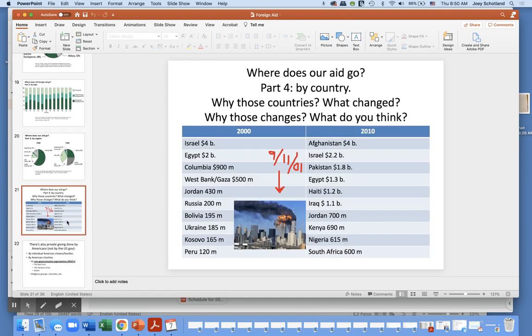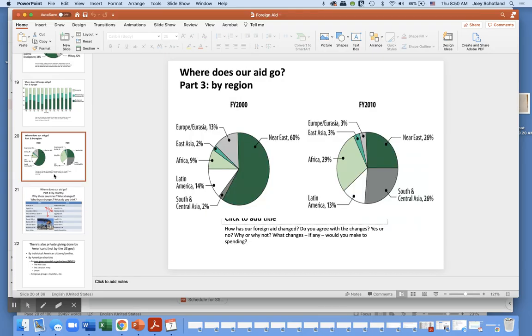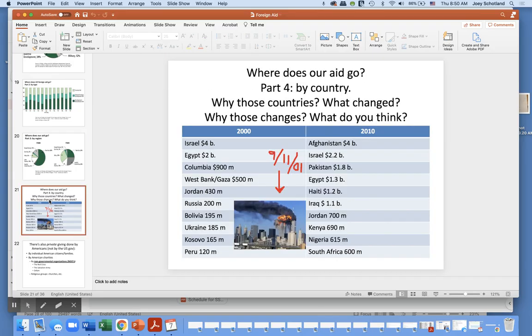Here's another look at it. This look is by region. This look is more specific. It's by country. Where does our foreign aid go? Back in 2000, we gave a lot to Israel. They're the only democracy in the Middle East. They are our ally in the Middle East. The United States have Jews who care about the Jews in Israel. And we give a lot to Egypt. Why do we give so much to Colombia and Bolivia and Peru? What do we care about in South America?